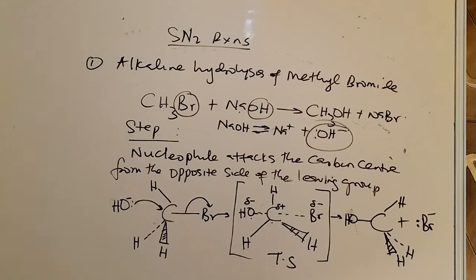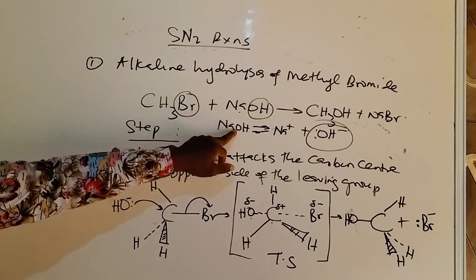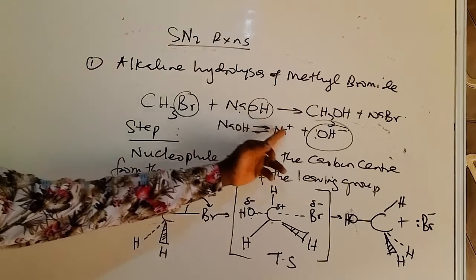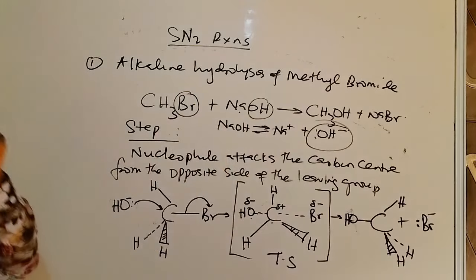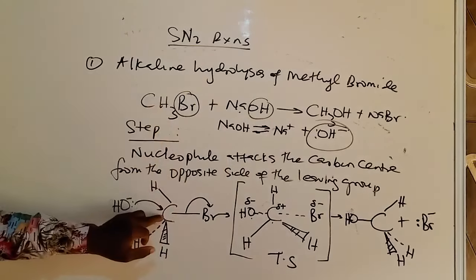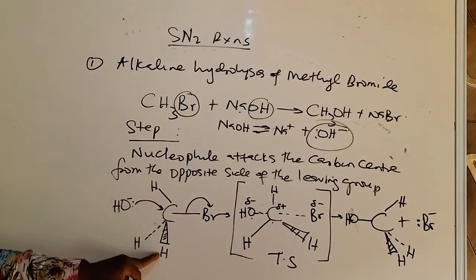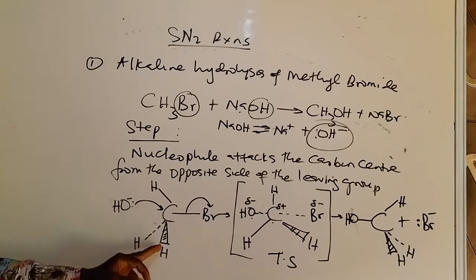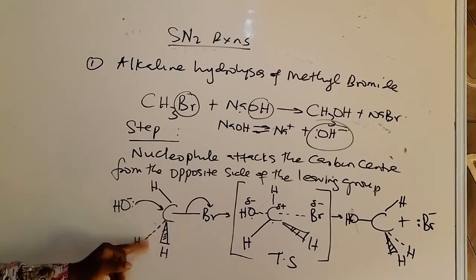So that is an example of an SN2 nucleophilic substitution reaction, its mechanism, a very simple thing. To repeat the process: the nucleophile is generated by the reagent ionizing to give you the hydroxide ion. Then you draw the three-dimensional structure of this compound: carbon at the center, linked to three hydrogen atoms, one with a thick line, one with a wedge, and one with a broken line.